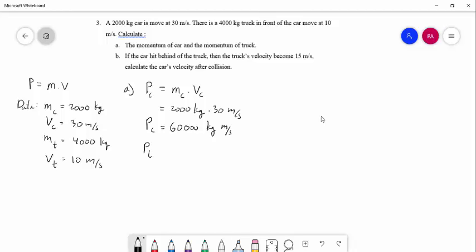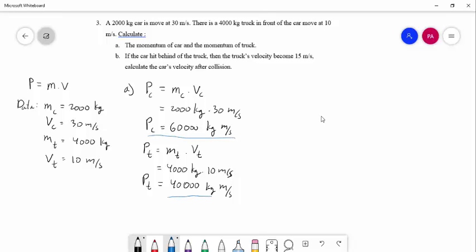And the momentum of the truck is the truck mass times the truck velocity, which is 4000 kilograms times 10 meters per second. So the momentum of the truck equals 40,000 kilogram meters per second. So this is the momentum of the car and the momentum of the truck.